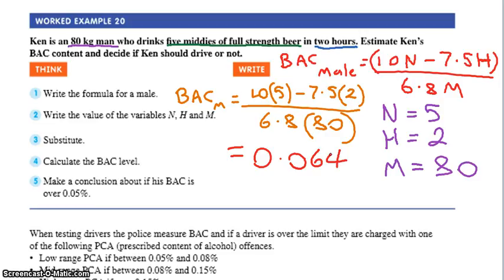Is his blood alcohol limit over 0.05? Yes. So you can therefore, oh, I love a therefore. Therefore Ken is over the limit and he should not drive. Because remember, decide if Ken should drive or not.